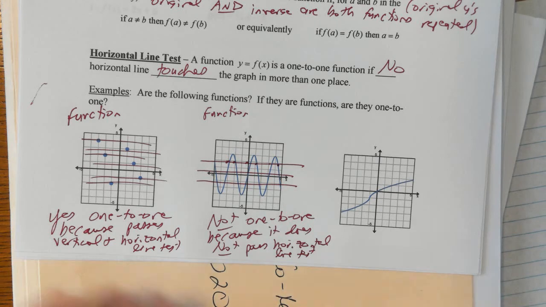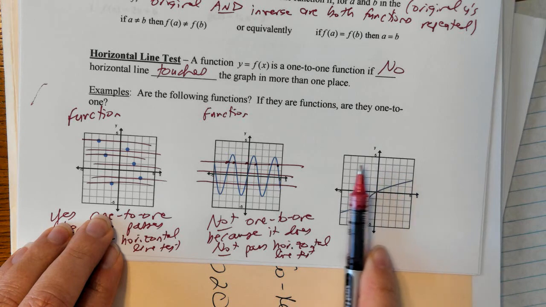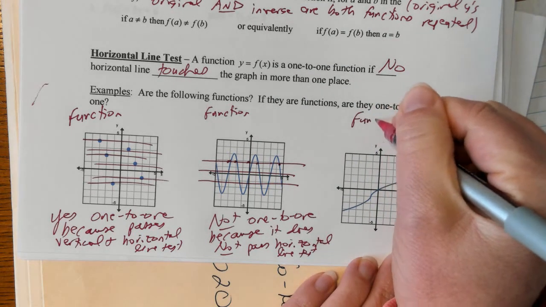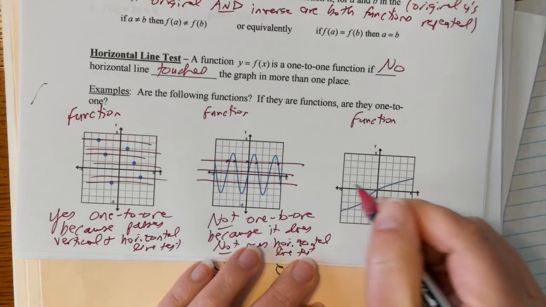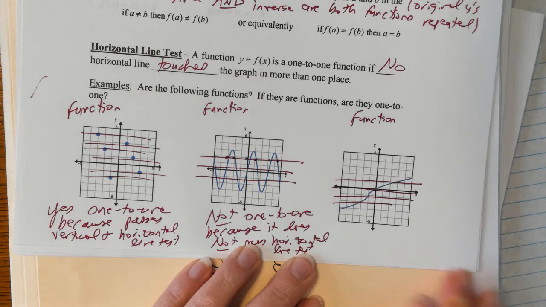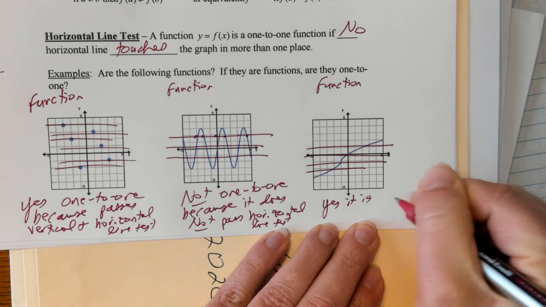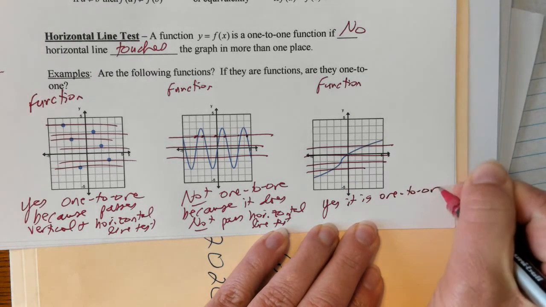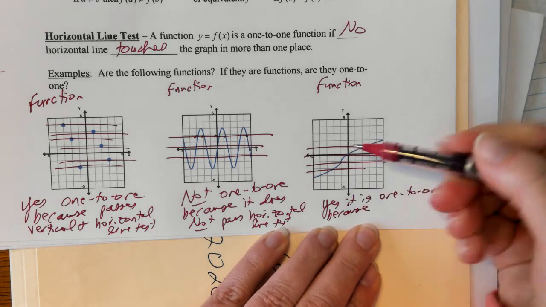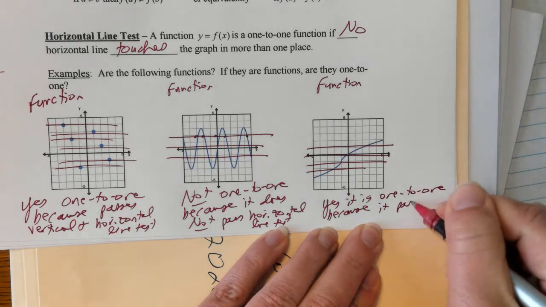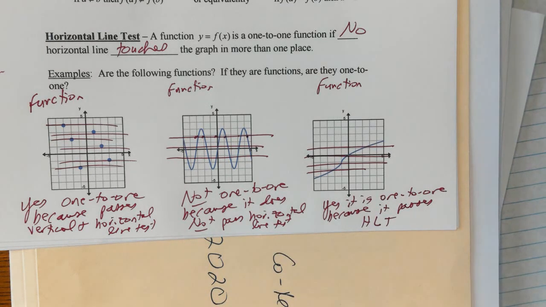Okay, and then the last one. It's a function. If I drag my pencil across a vertical line, it never touches more than one at a time, so it is a function. And if I drew horizontal lines, I never touch more than one point at a time either. So it is 1-to-1 because it passes both the vertical line test, to be a function, and the horizontal line test. I'm going to abbreviate that HLT for horizontal line test just to save a little time.